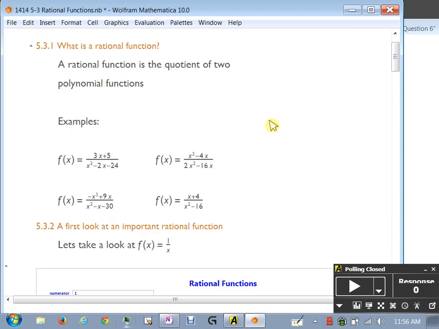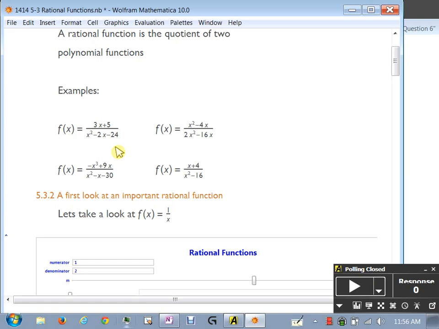Here are some examples of rational functions. So let's take a look at this first one. 3x plus 5 over x squared minus 2x minus 24. You could say that the top is a linear polynomial, right? Degree 1 polynomial. You could say that the denominator, the bottom, is a parabola or a degree 2 polynomial. So we agree that's a polynomial over a polynomial.